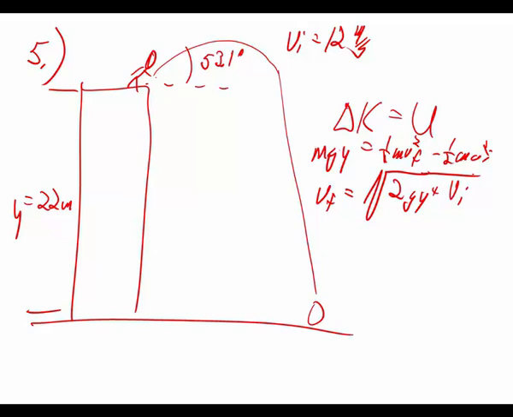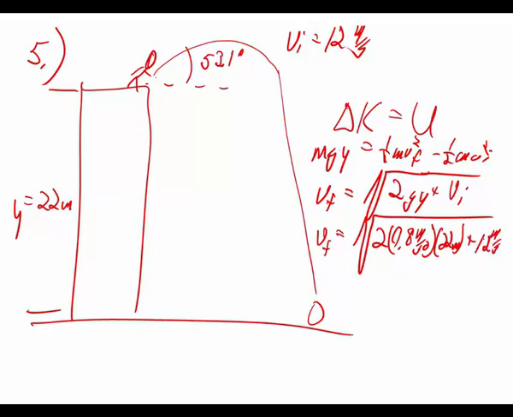All right, so let's work it now. It's 2 times 9.8 times 22 plus, oh, for crying out loud, I can't think, 12 squared. Okay. And you should get this, 23.9 meters per second.